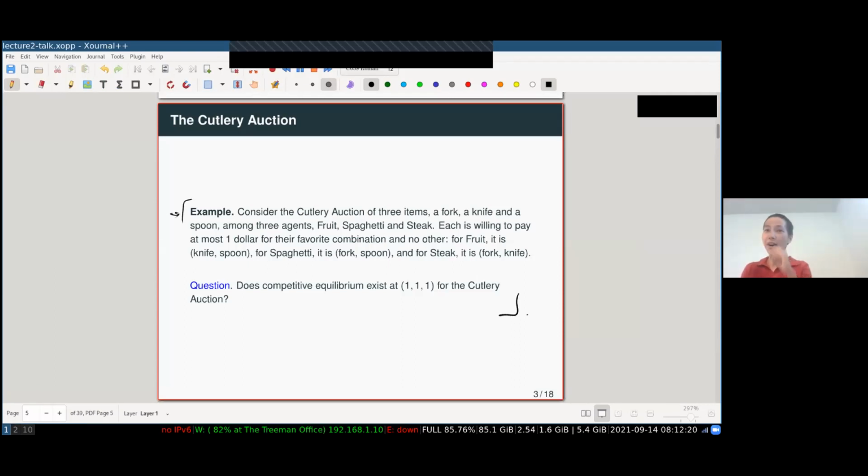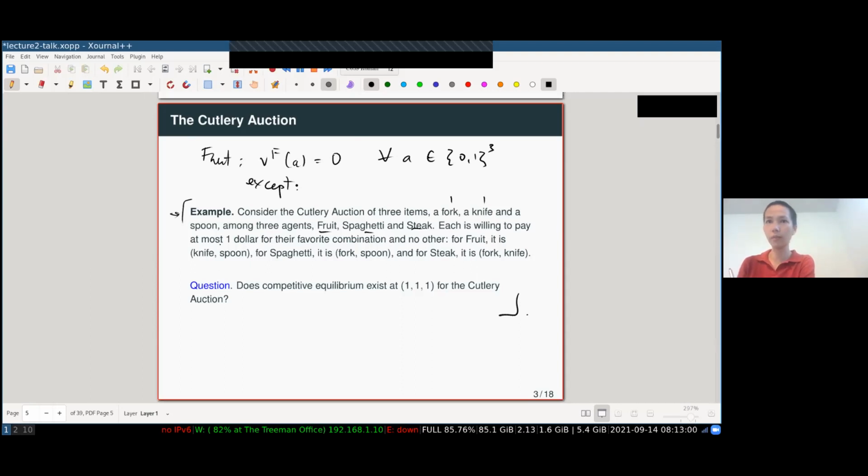Okay. So we have an auction here. To be very clear, we have 3 agents, each willing to pay at most $1 for a pair, but no other. What we mean is that, for example, for fruit, the valuation is going to be 0 for all A in the 0, 1 cube, which I think of as subsets of these 3 things, except the point fork, knife, and spoon.